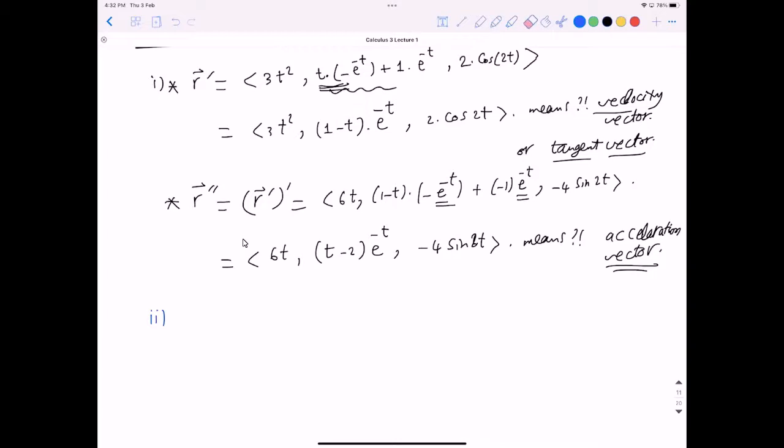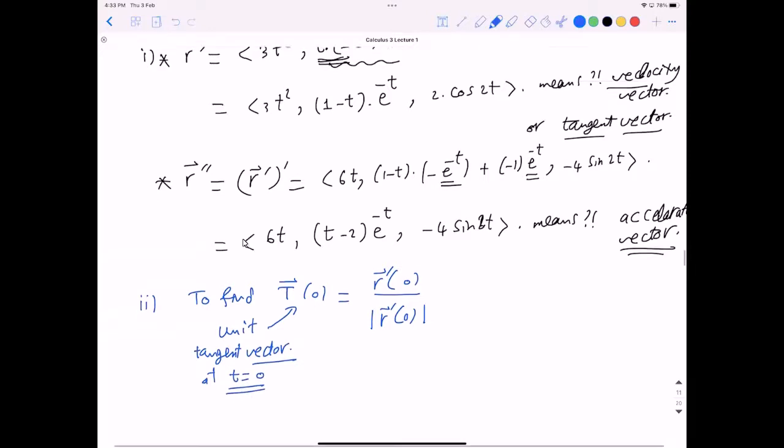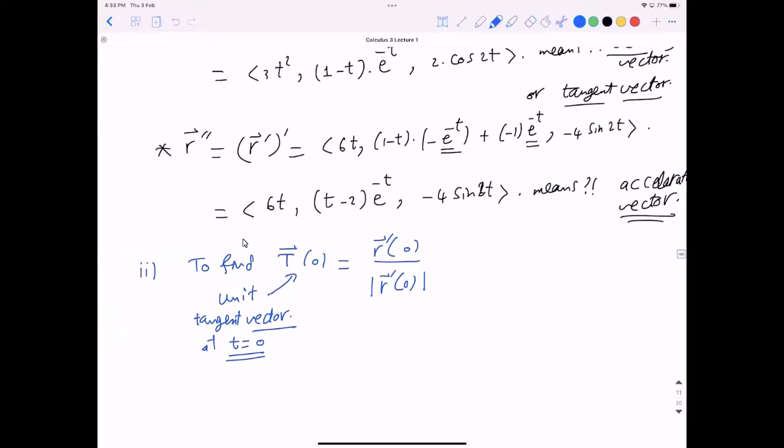Let's write, to find T at 0, which is r prime at 0, but don't forget to what? Divide by the magnitude of this, r prime, the tangent vector. This is the unit tangent vector at t equals 0. This is the tangent vector r prime divided by its magnitude.